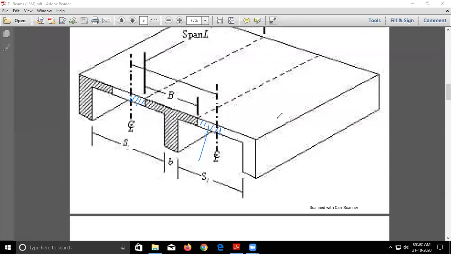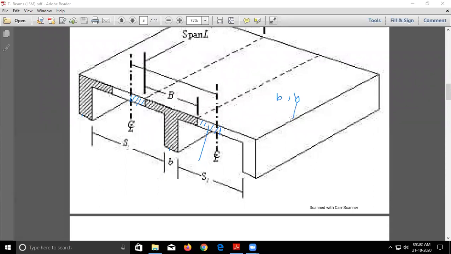I told you there are two widths: one is the actual width of the flange and the other is the effective width of the flange. In this case, the actual width of the flange is taken from this S1, the span. Suppose this span is from the center of the beam, center to center, let us say L1 for this slab, and for this slab let us say L2.